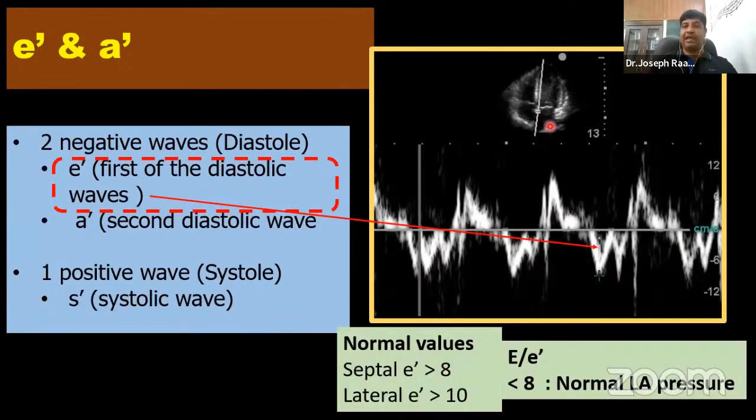Normally, if the LV pressure is good, then the tissue annulus is going to move further. So the normal values on the septal side will be more than 8, and on the lateral side more than 10, and the E by E dash ratio will be less than 8. If it is less than 8, that indicates the pressure in the LA is normal.